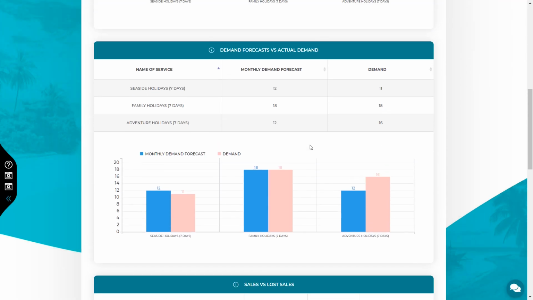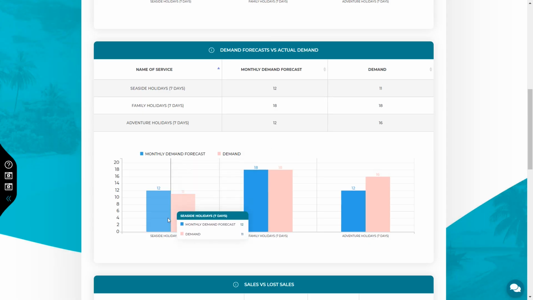The next chart shows how the demand forecast for your services looked like in comparison to the actual demand that has been generated on the market. So how many customers you thought would come and how many actually did. Let's see on our example. We have 3 situations here.